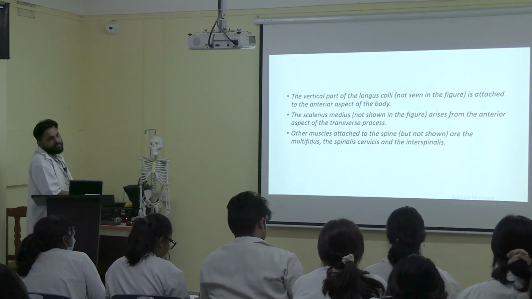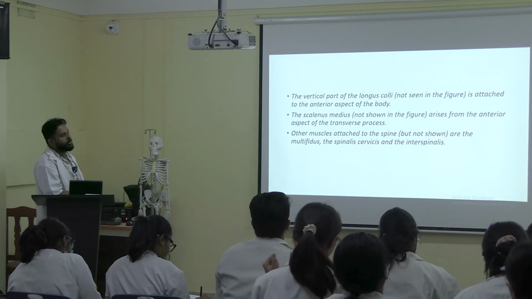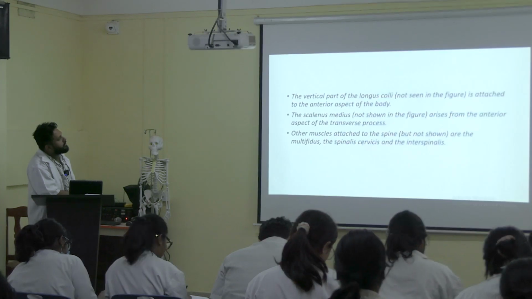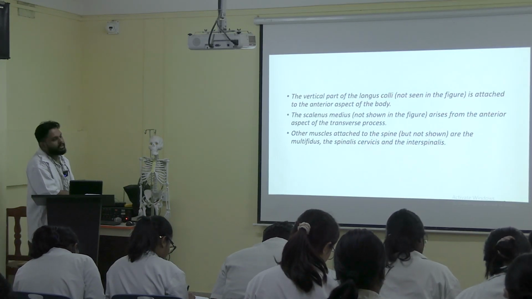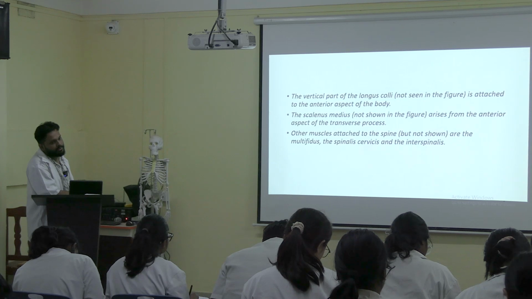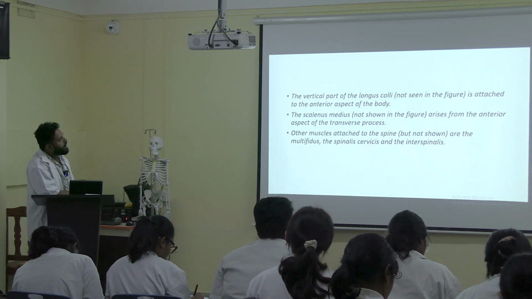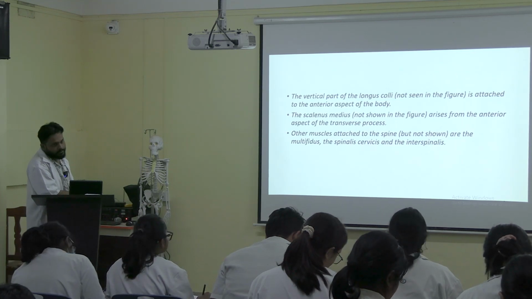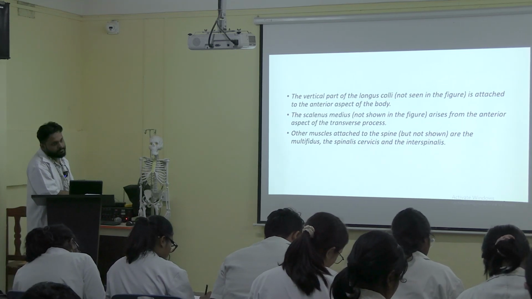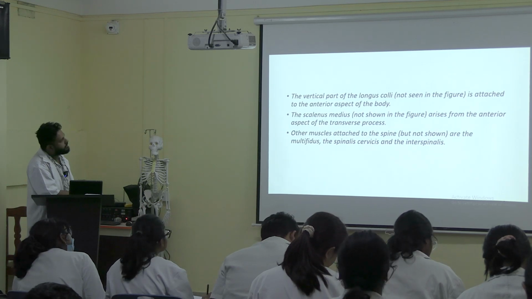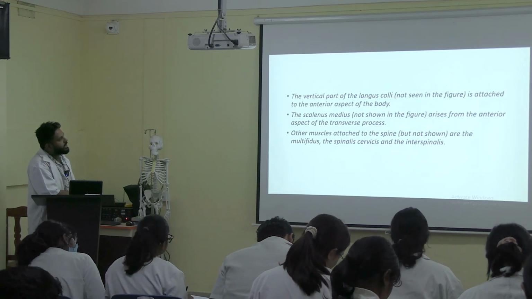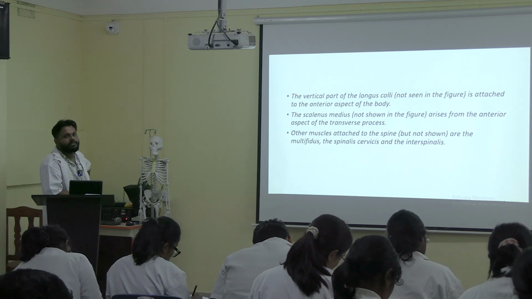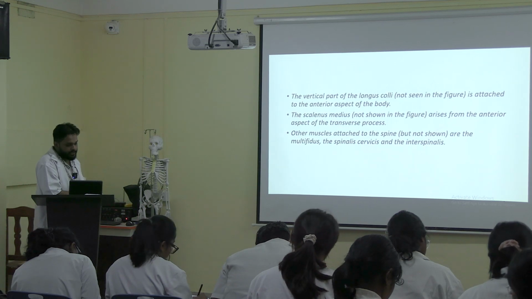Write it down. These structures have not been shown in the picture. See, the vertical part of the longus colli, it attaches to the anterior aspect of the body. The scalenus medius arises from the anterior aspect of the transverse process.